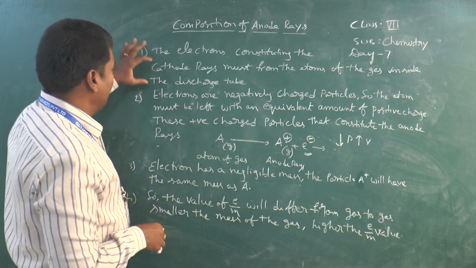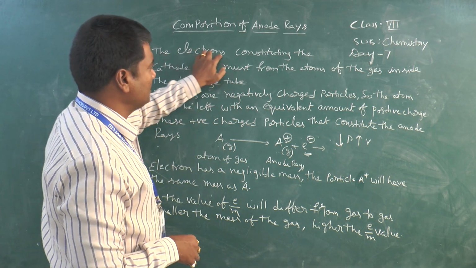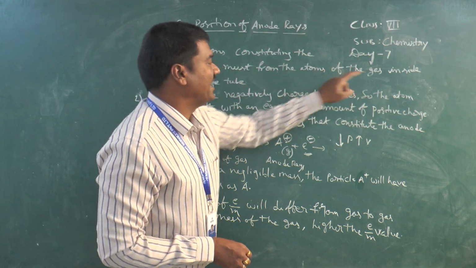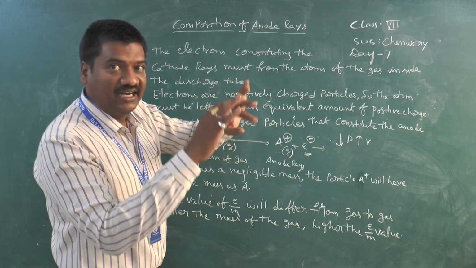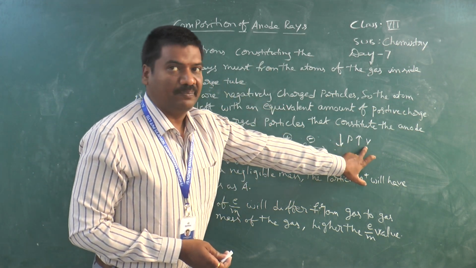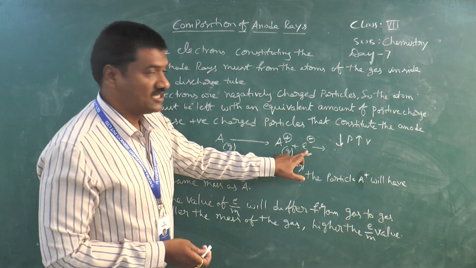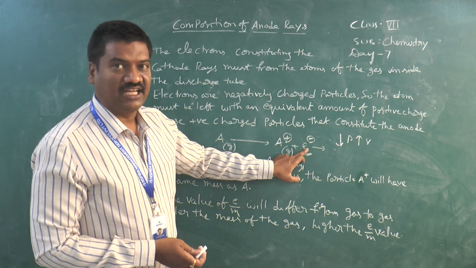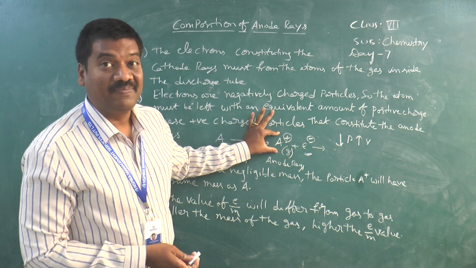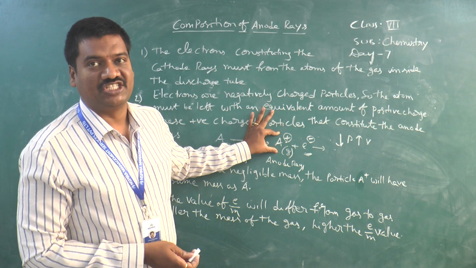I am repeating once again: the electrons constituting the cathode rays must come from the atoms of the gas inside the discharge tube. By maintaining low pressure and high temperature conditions, electrons come, and as many electrons as came, that many positive charges come out from the gas we took inside the discharge tube.